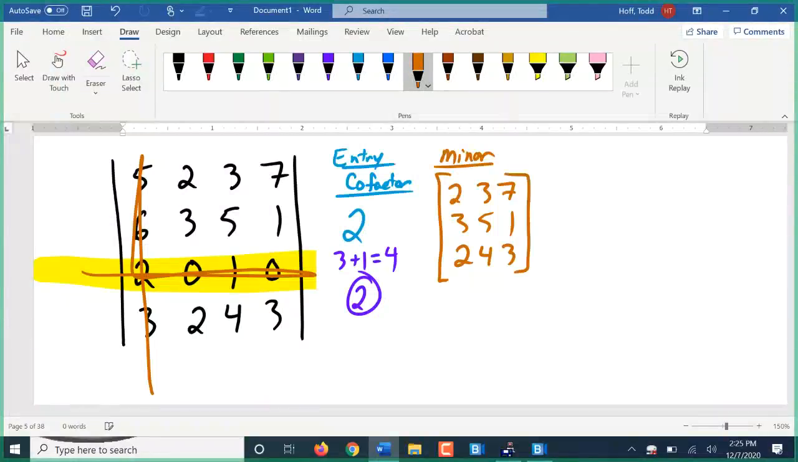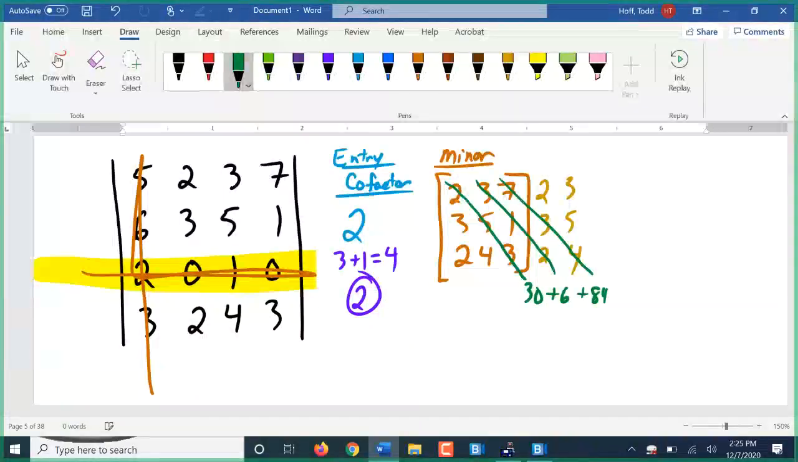Now, we could expand that with minors if we wanted to, but I don't want to. I'll do the diagonal method here, adding the columns. 2 times 5 times 3 is 30. 3 times 1 times 2 is 6. 7 times 3 times 4 is 84, which is 120.